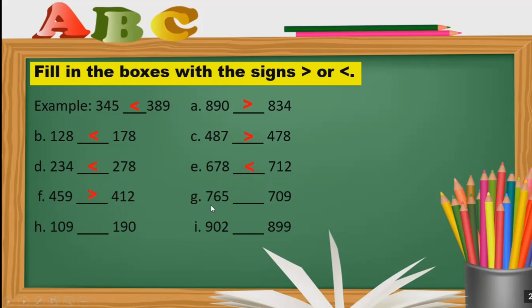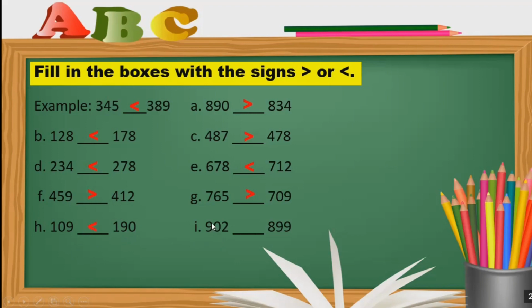Here, letter G, 7 and 7, the same. So that means equal. So 6 and 0, not the same. So 6 is greater than 0. Letter H, 1 and 1, the same. 0 and 9, not the same. 0 is smaller than 9.